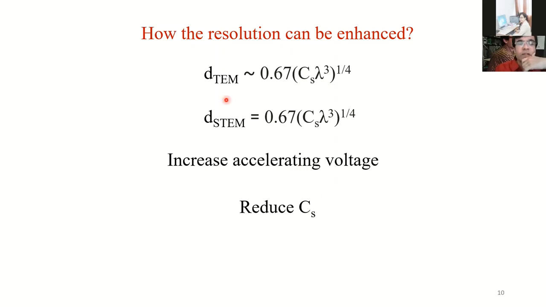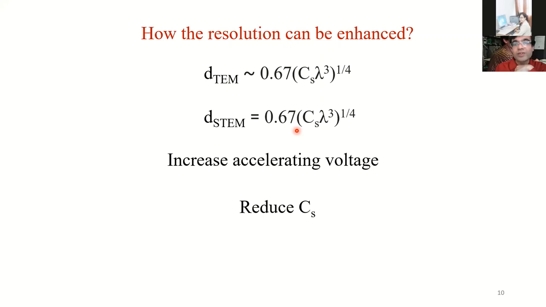Here, the resolution I'm talking about is Scherzer resolution, or structure image resolution, or directly interpretable resolution. For conventional TEM, which is parallel beam TEM, it's this, and for STEM, it's actually 0.43. By mistake, I forgot to correct it. So it's 0.43 Cs lambda cubed raised to 1/4. And obviously we can see from these equations that we have a better resolution in the STEM mode.